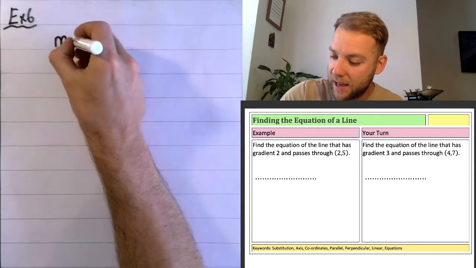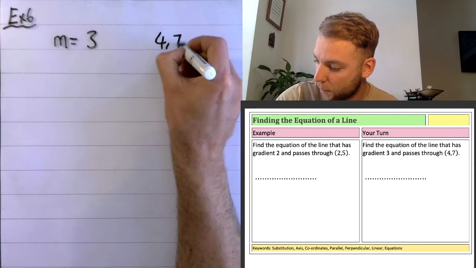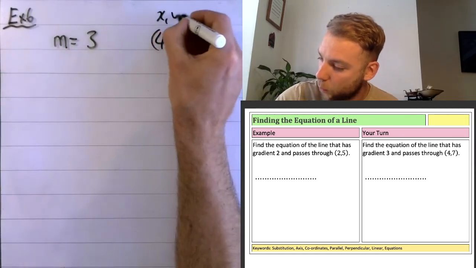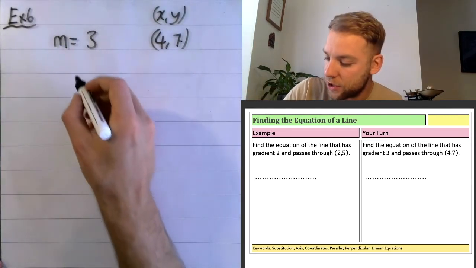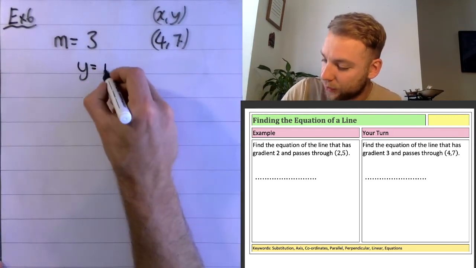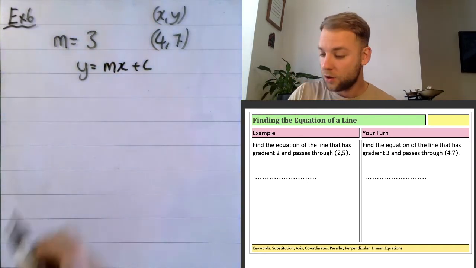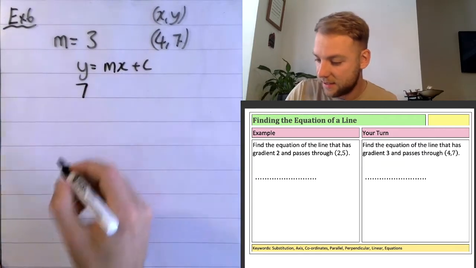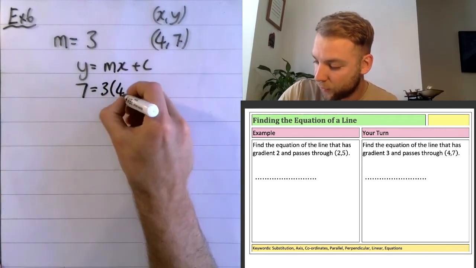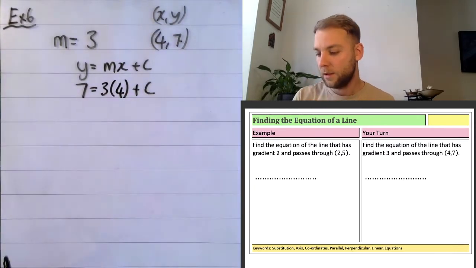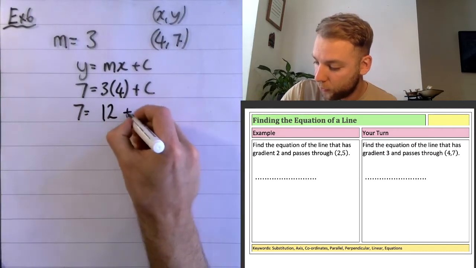So my gradient m is equal to 3. My point is equal to 4, 7, which is my x and y points. Okay, a coordinate on there. I know that the equation of a line is y equals mx plus c. So I sub in all the values. So y is 7 in this case, is equal to m, which is 3, times by x, which is 4, plus c. So 7 is equal to 3 times 4, which is 12, plus c.